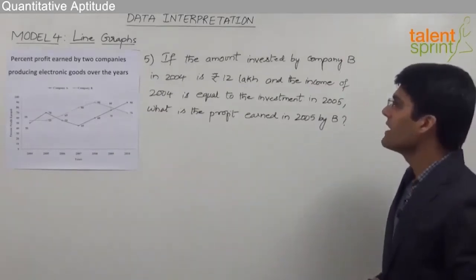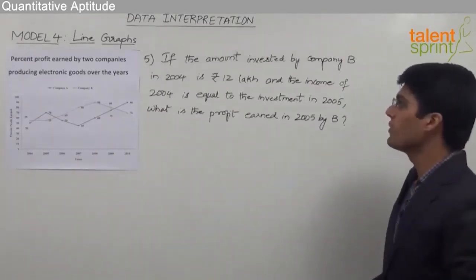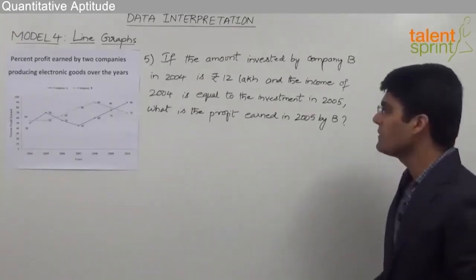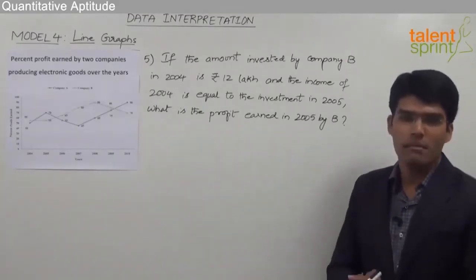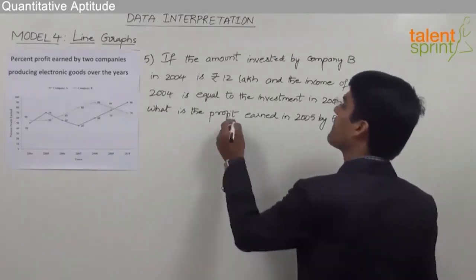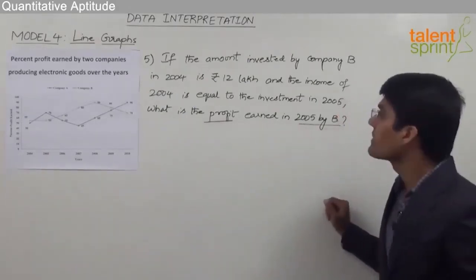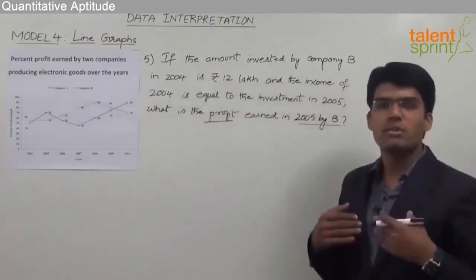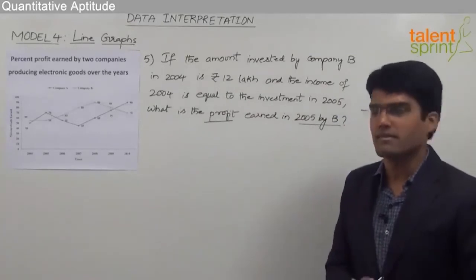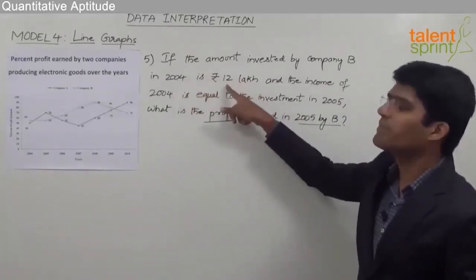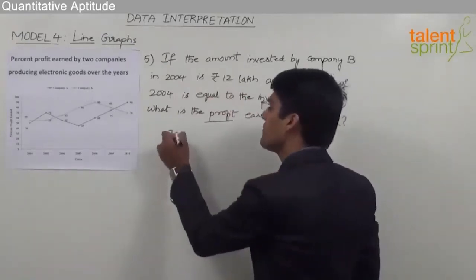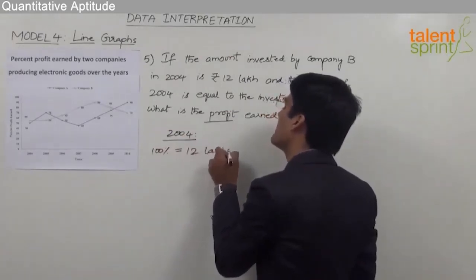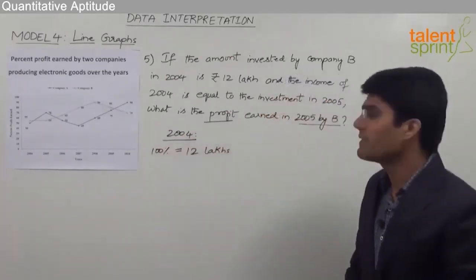The fifth question here is, if the amount invested by company B in 2004 is rupees 12 lakhs and the income in 2004 is equal to the investment in 2005, then what is the profit earned in 2005 by company B? So here we are supposed to find out the profit earned in 2005 by company B. From the question we know that the amount invested by company B in 2004 is 12 lakhs. We know that amount invested should always be taken as 100%. So in 2004, 100% was equivalent to 12 lakhs. That is nothing but the investment of the company, or we can take it as expenditure in some cases.